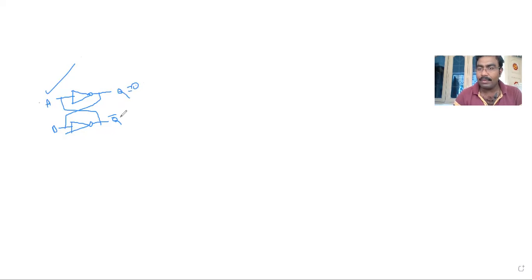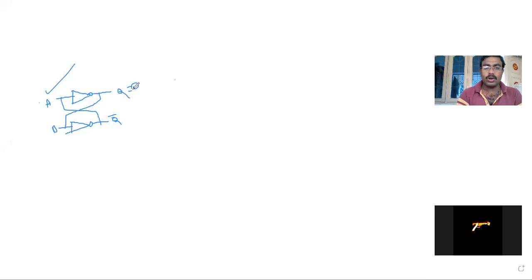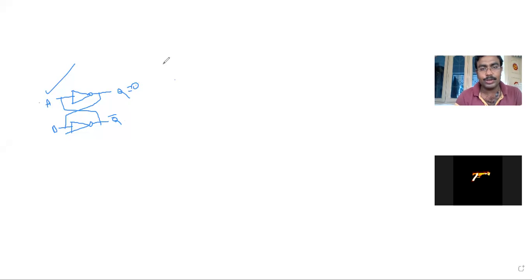If you have 0 as your output, this is a very important note you have to take. If the output is 0, that state is called 0 state or reset state. Remember that, guys. Can you repeat? If the output is 0, what is it called? 0 state or reset state. Yeah, reset state. Very important, you should remember.